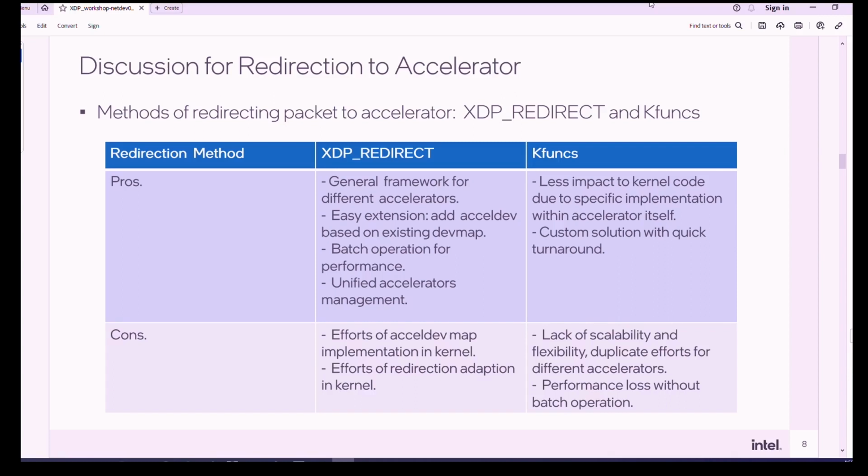This is one method of redirecting the packet to the accelerator, and another option is to use the BPF kernel function directly. Both methods have their advantages and disadvantages. I just list them in a table as per my knowledge. Okay, that's my introduction, that's my update about the QAT XDP topic.